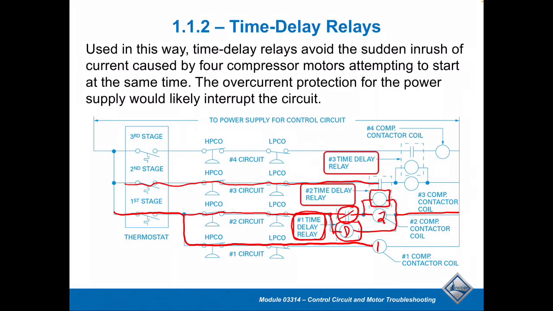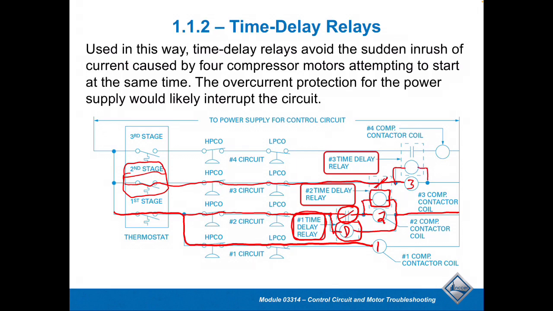Now, if the delay is not an issue, let's say the first stage has been running and the second stage has been running, this particular set of contacts would close. And the second that the additional, let's call it second stage thermostat, would kick on, that would close this set, and it would actually energize the next compressor contactor, number 3. And then, of course, additionally, it would energize the time delay relay number 3.